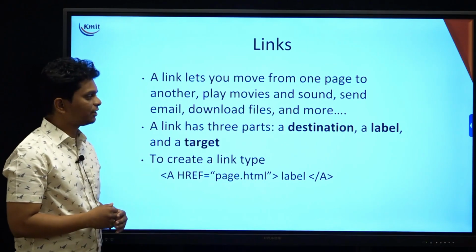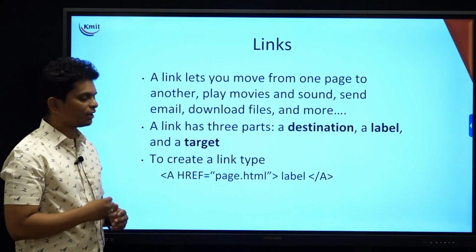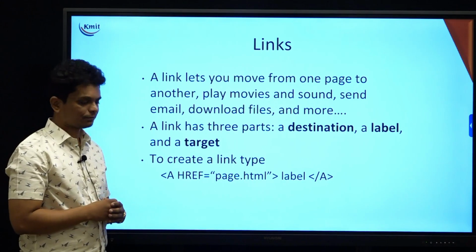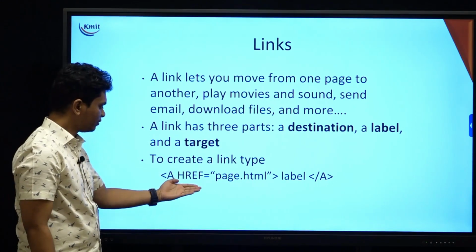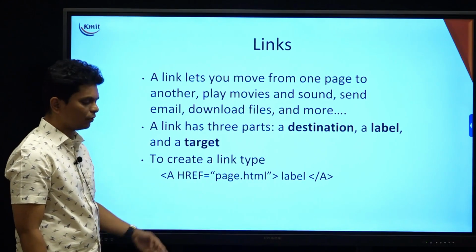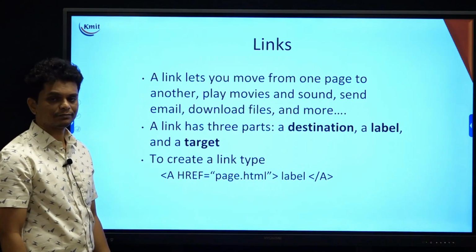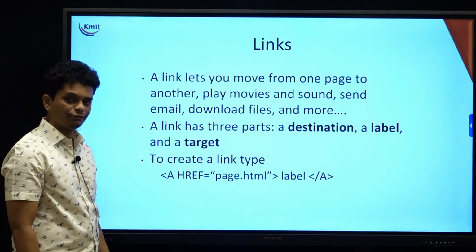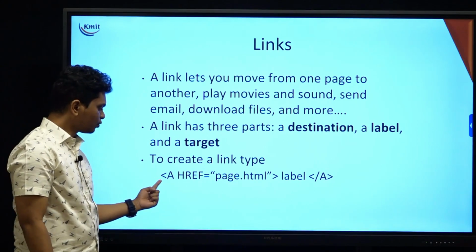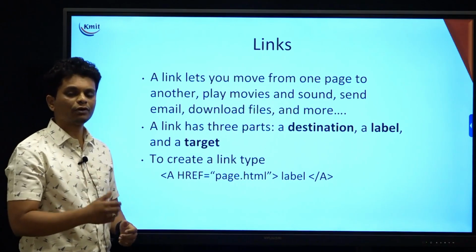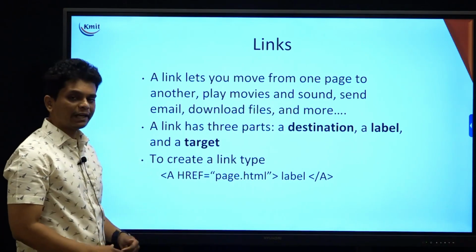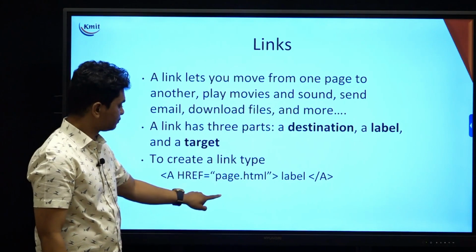So, the link has three parts: a destination, a label and a target. To create a link, we have an attribute called href, and if you see carefully, href is enclosed in a tag called a. So, let us see what this a tag does.